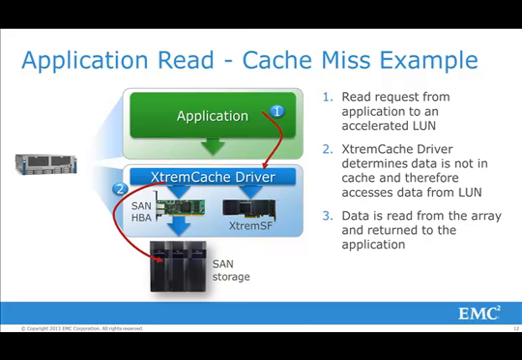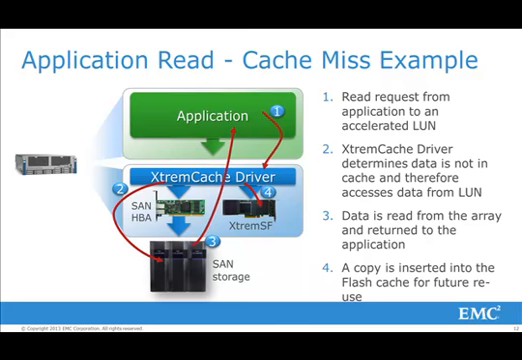Data is returned from the array to the application. Then a copy is inserted into flash cache for future reuse. Now this is critical to point out because the application received the data without paying for the cost of XtremCache copying the data into the flash device.